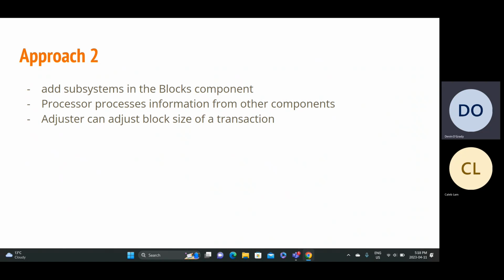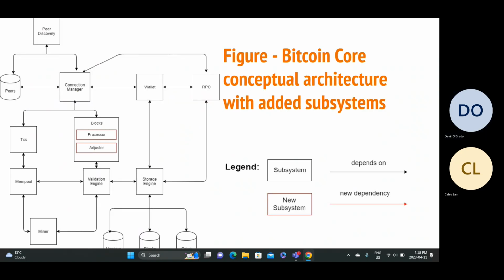For approach 2, we added subsystems in the blocks component. The processor processes information from the other components, and the adjuster can adjust the block size of the transactions. Some directories and files that this will impact are a processor and adjuster directory and mempool, blockchain, and index files in the system. This is our new conceptual architecture for this different approach, where we have the new dependencies of the new subsystems of the blocks in the architecture.